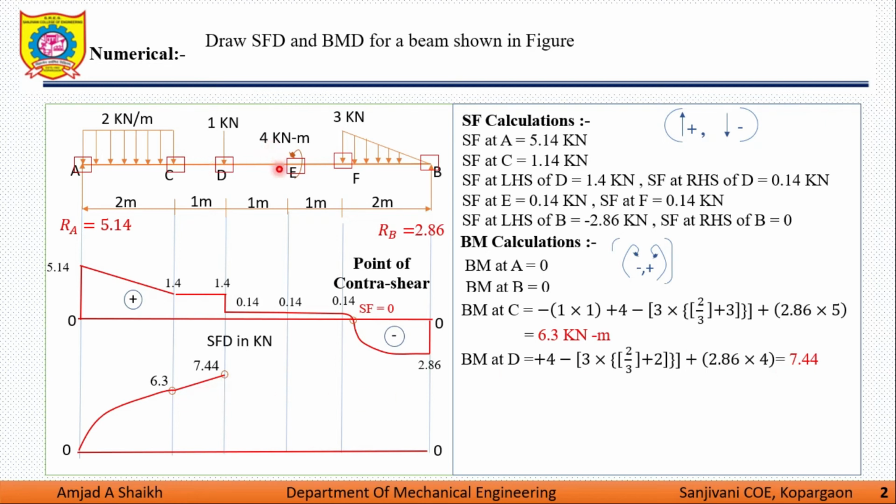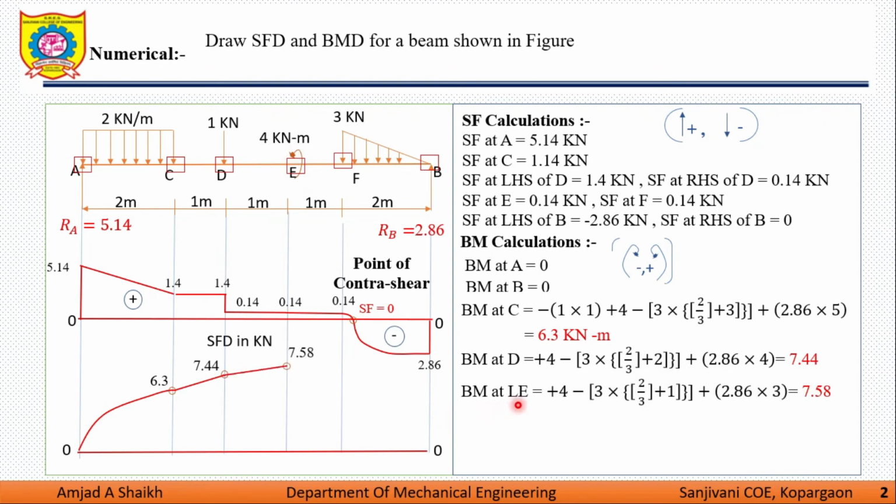Now, whenever we are going for shear force calculation at a point load, we are considering the left hand and right hand part of the load because it shows the abrupt change in the SFD. Similarly, this is a moment, so we have to take the left hand and right hand section to see the abrupt change in the moment. So we are considering the left hand part of the moment. So we are considering the effect of this couple.